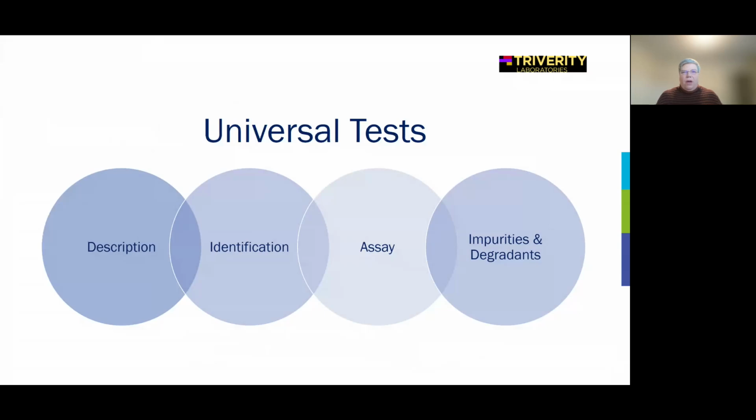There's a lot of universal tests. If you look in ICH Q6A, which is the specifications guidance from ICH, there's universal tests on there. And these are the ones that are kind of for every single dosage form, and then also for drug substance and drug product. So the first thing is description. And description would be color and appearance, maybe organoleptic properties, something like that.